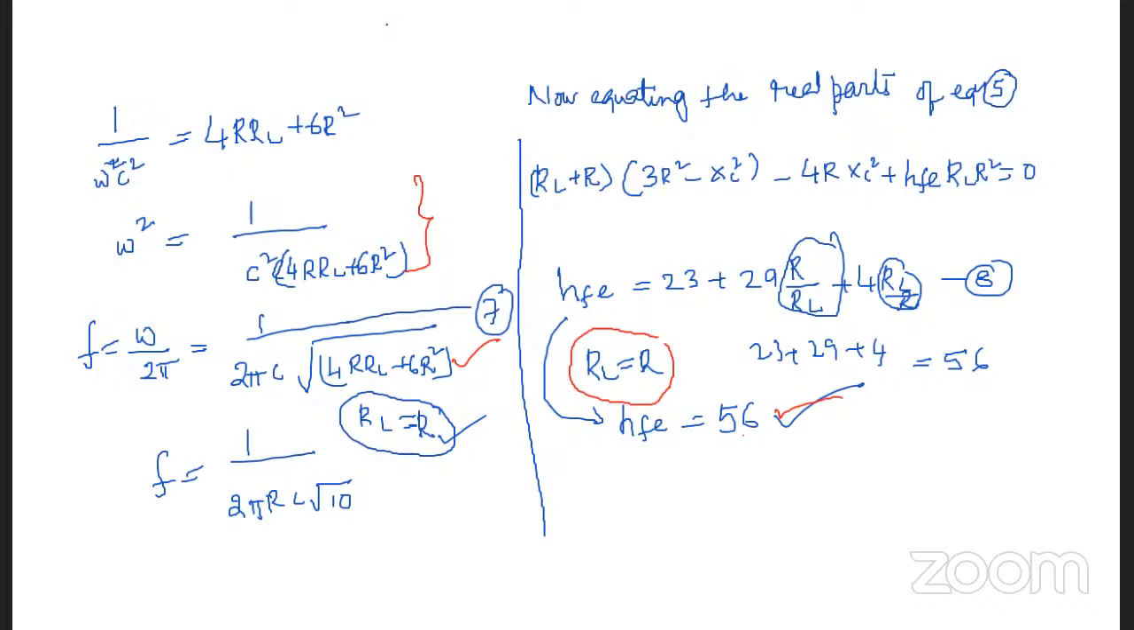Then we'll move to the next one, that is the Wien bridge oscillator.